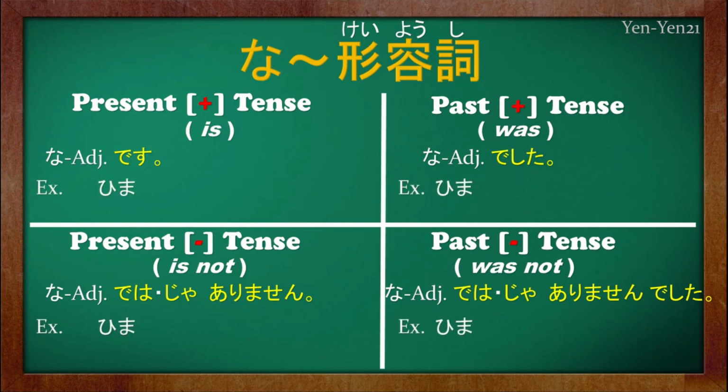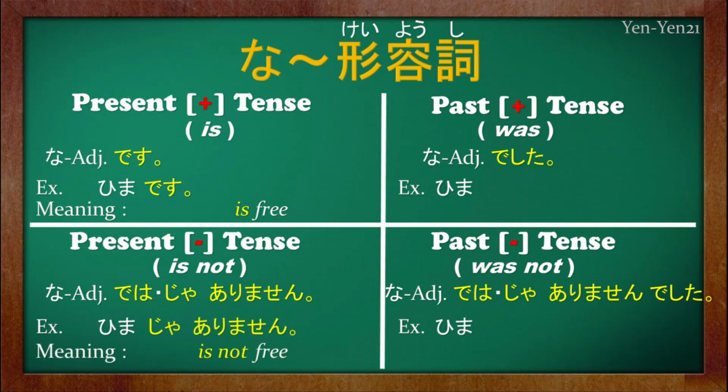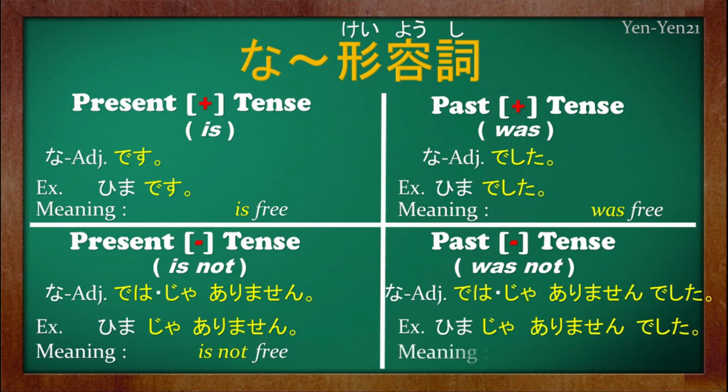These are some examples. 暇です. That means, is free. 暇じゃありません. That means, is not free. 暇でした. That means, was free. 暇じゃありませんでした. That means, was not free.